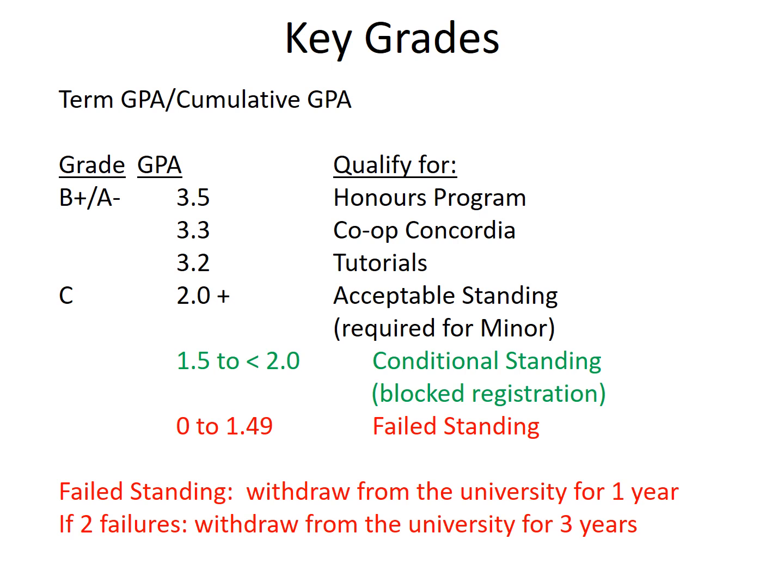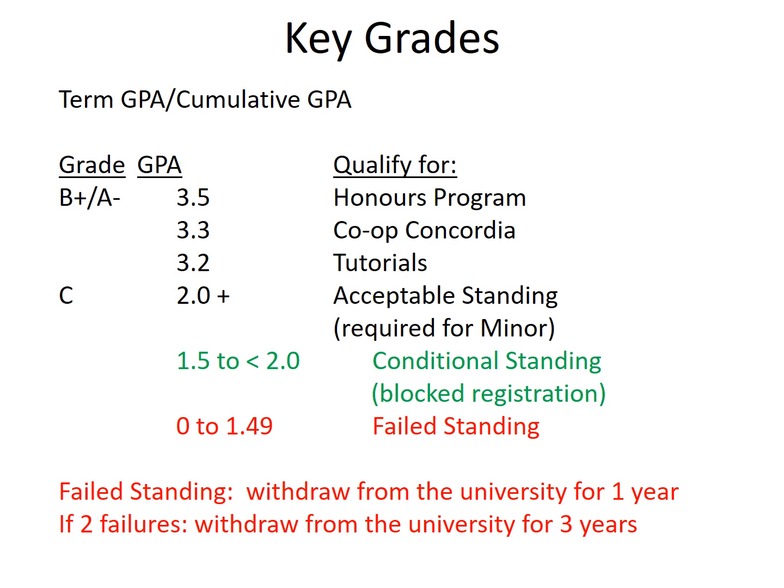A 3.5 GPA is required to qualify for the honors program. A 3.3 GPA is required to qualify for the co-op program. A 3.2 GPA is required for tutorials. A 2.0 GPA is required for a minor. 2.0 GPA is acceptable standing.